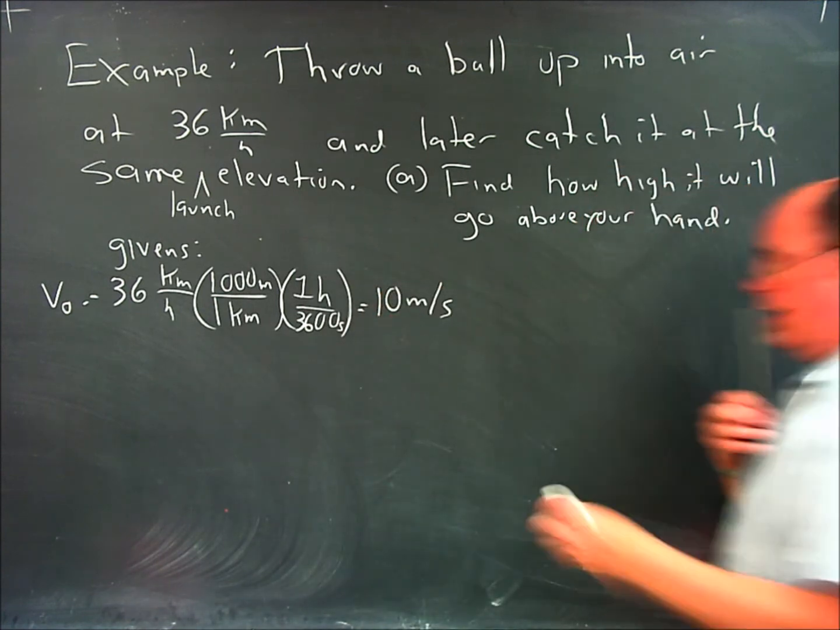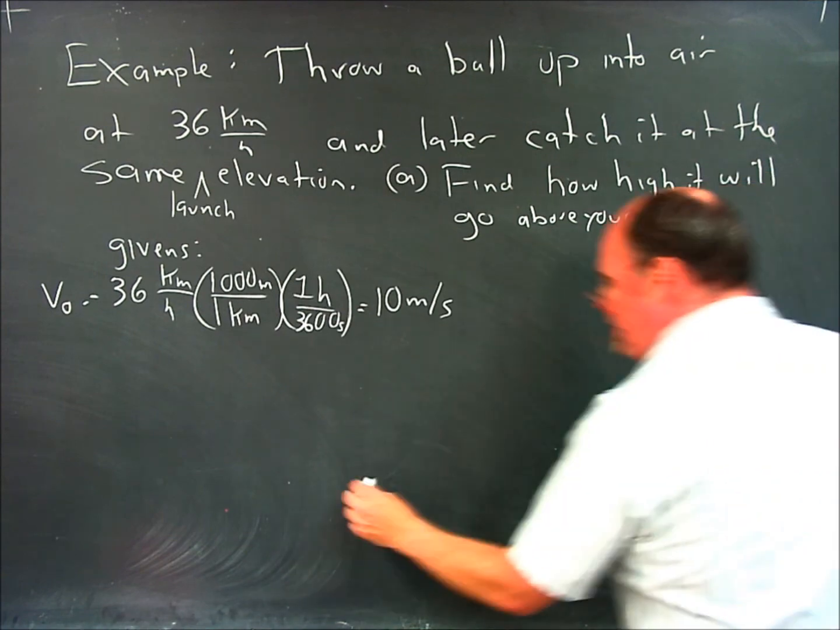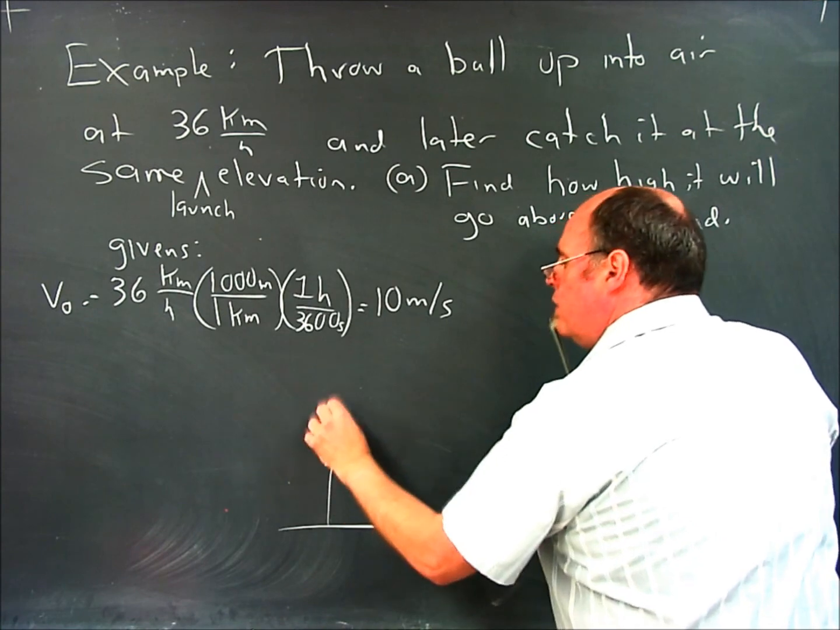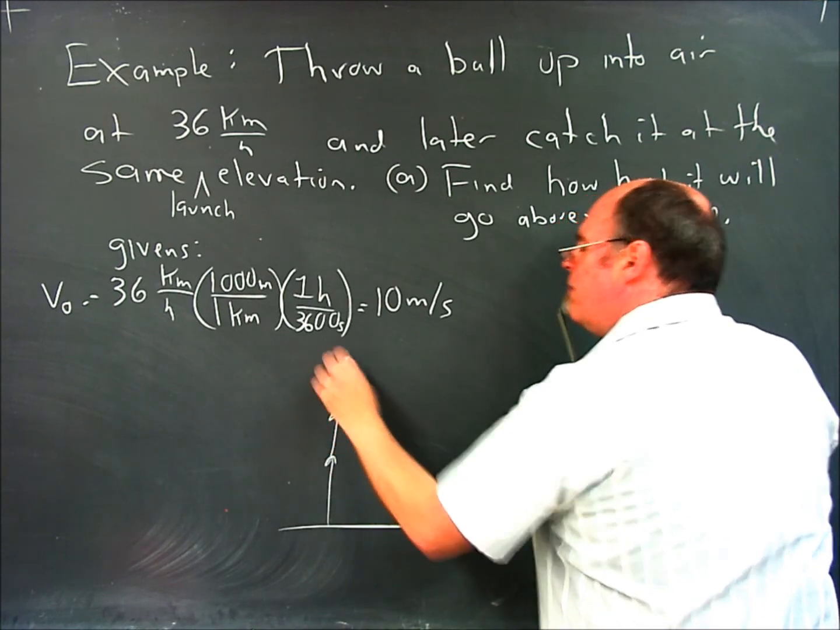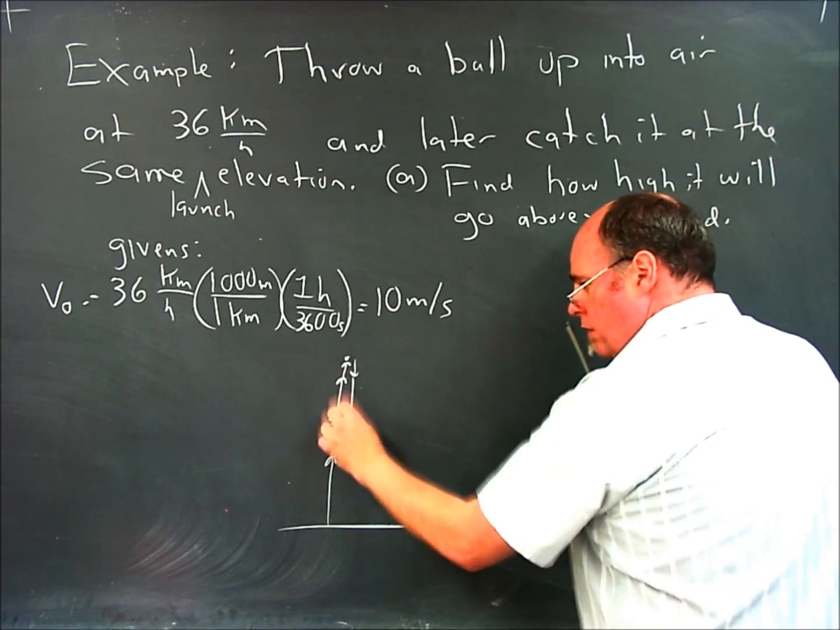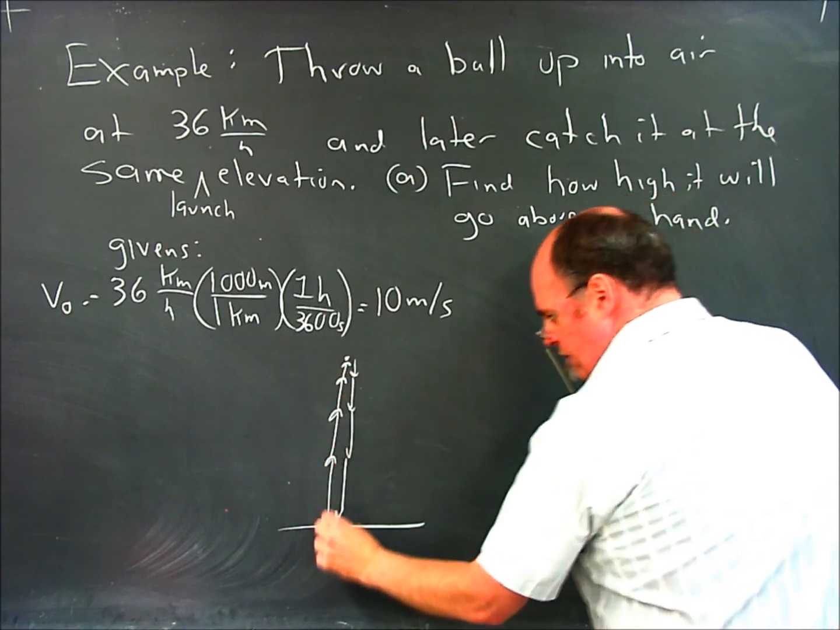Okay. I could try to graph this thing out a little bit in my mind. I could think, here's the ground. I'm throwing it up. It's going to go slower. It's going to go slower. It's going to go slower. It's going to stop. And that's where the maximum height occurs. Then the ball's coming back down. Very symmetrical. All these arrows are velocity vectors.